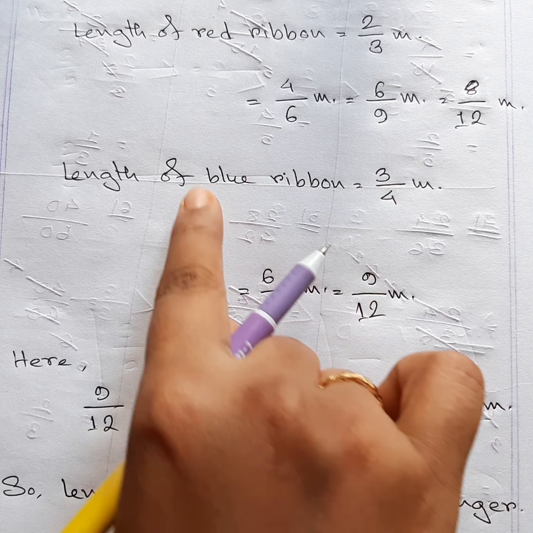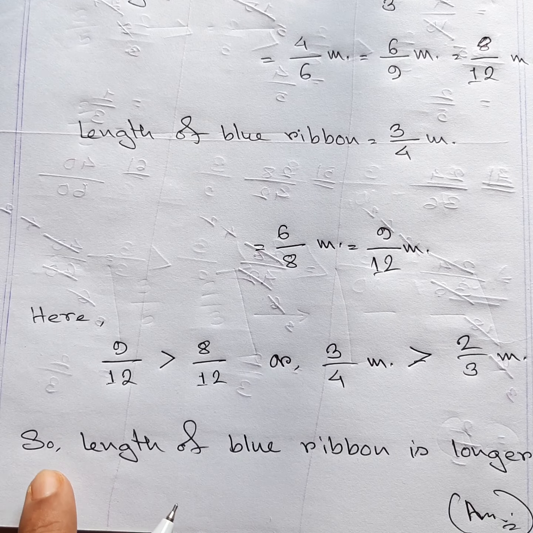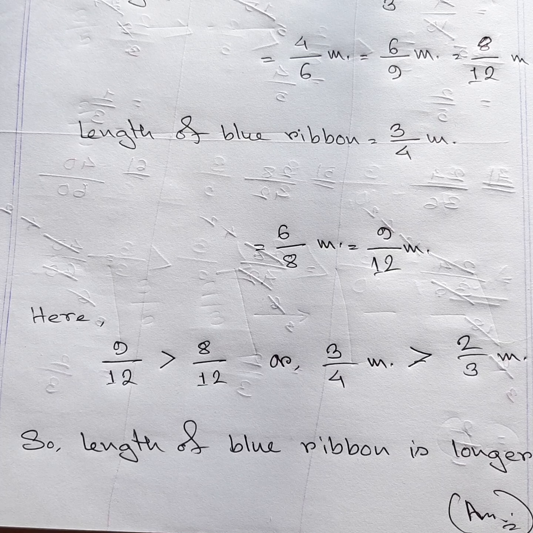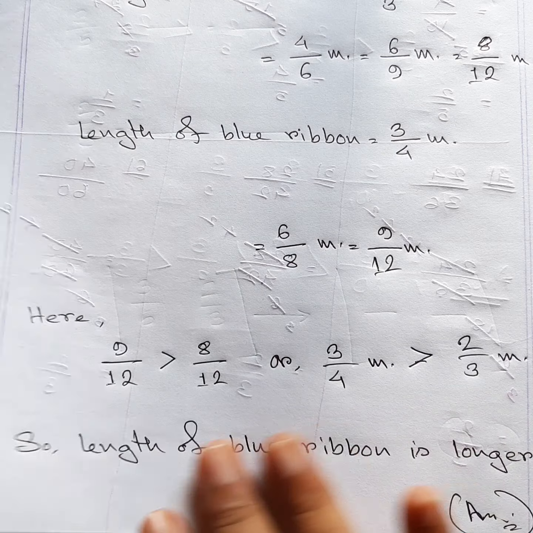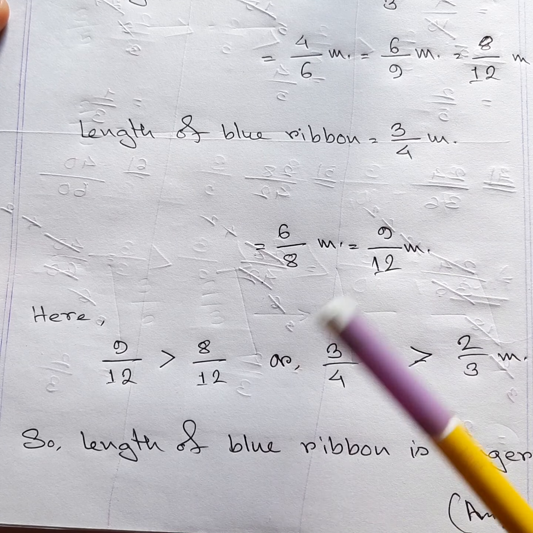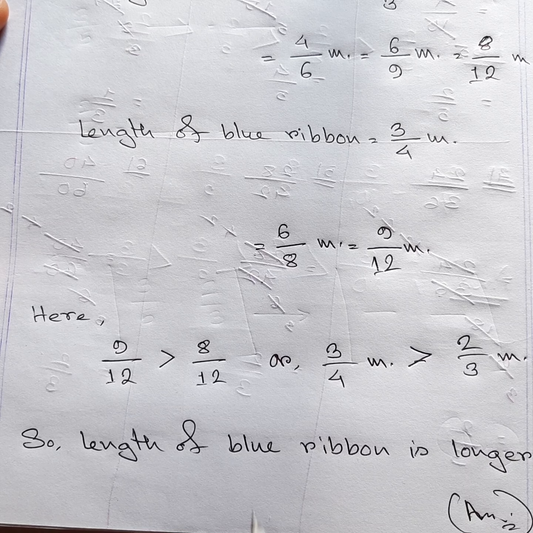After finding out the blue ribbon is longer, we write down that the length of the blue ribbon is longer. And now we are going to go for the next one. This one is actually a little bit of an easy way to find the common denominator, and there is another way to find common denominators, which I'm going to show you eventually, because you need to learn that to make your life easier.